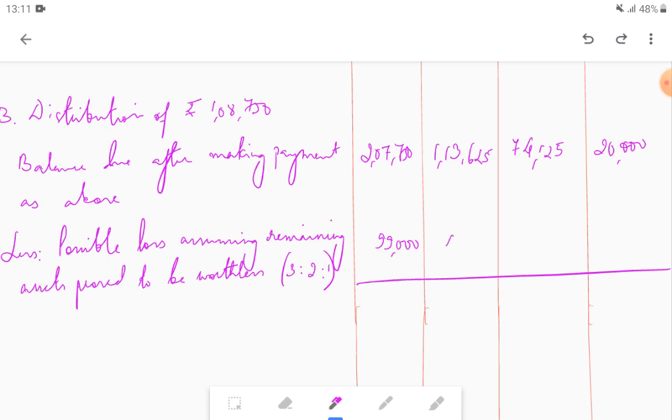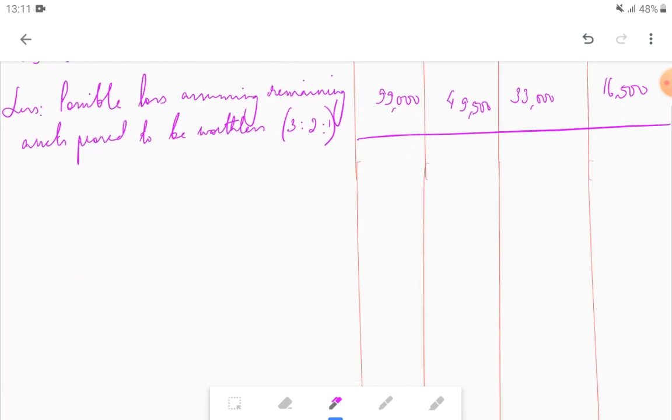Therefore, partner A has a possible loss of 49,500. Partner B has a possible loss of 33,000. Partner C has a possible loss of rupees 16,500. Now let's calculate and see if there's any deficiency.